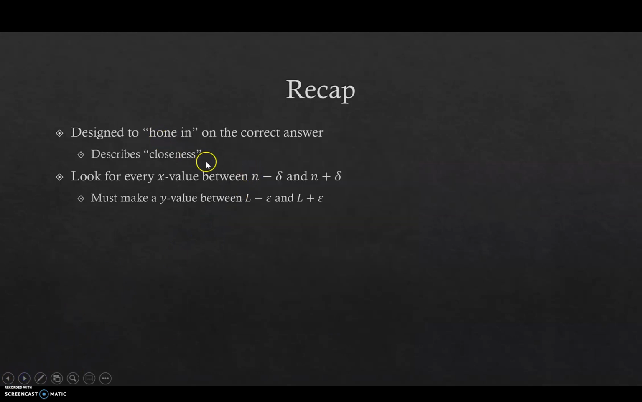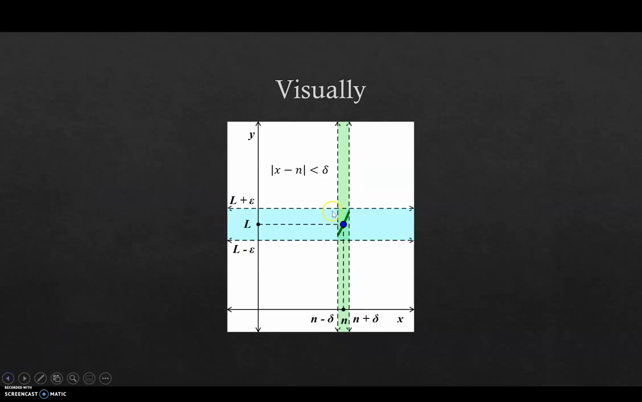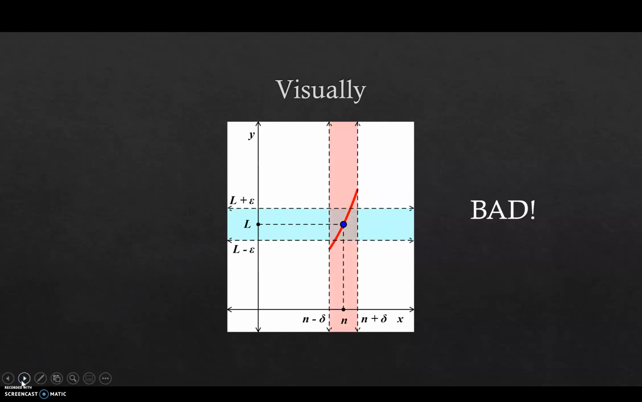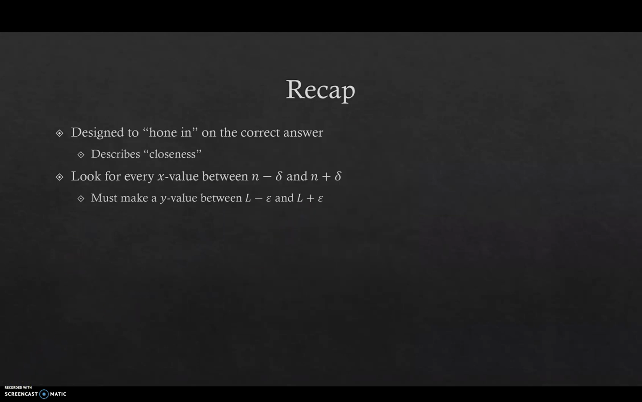So, the purpose of this precise definition of a limit is that it's designed to hone in on the correct answer. It's describing how close x values and y values need to be to say, okay, I feel comfortable that this is the correct answer. Now make sure we look at every x value between n minus delta and n plus delta, because the output has to be between L minus epsilon and L plus epsilon, just like this graph. Again, I want these x values to produce answers between these y values up here, okay? Hopefully this helps you better understand what these definitions are. I'll see you again in the second video.